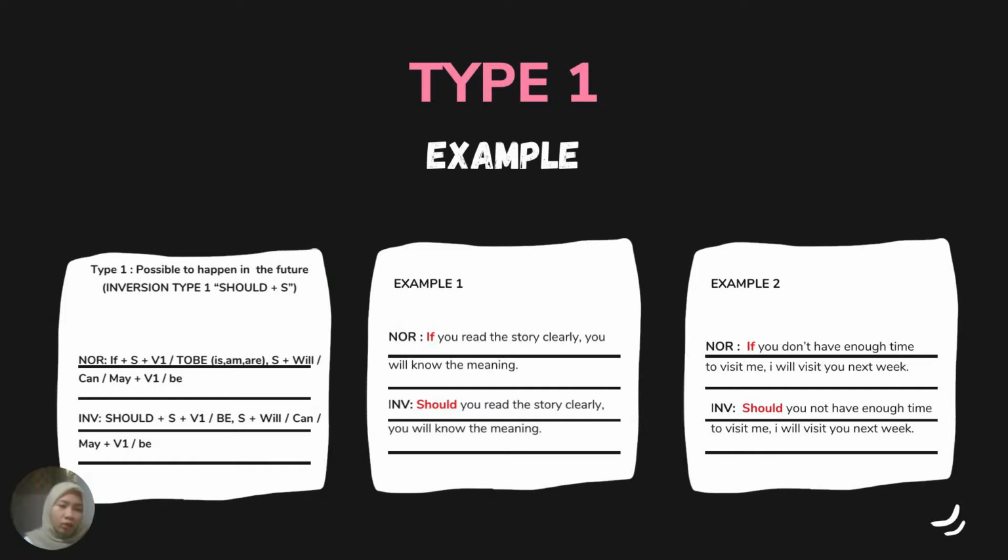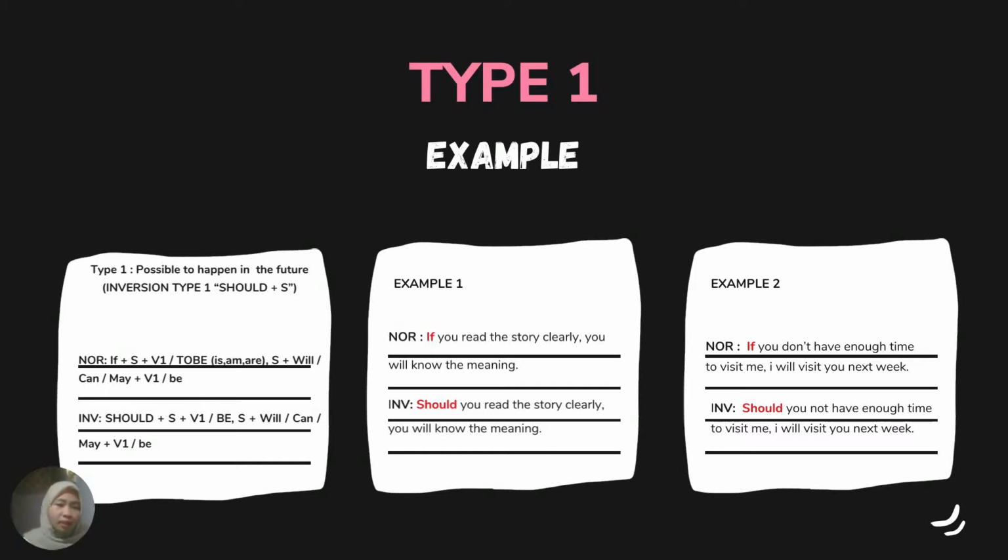And there are the formulas of the normal pattern and the inversion pattern. Normal means a normal if clause, and inversion means an inversion sentence. For the normal pattern if clause, the formula is if plus subject plus verb 1 or to be, comma, S plus will or can or may plus verb 1 or be. And the formula for the inversion sentence is should plus subject plus verb 1 or be, comma, S plus will or can or might plus verb 1 or be.